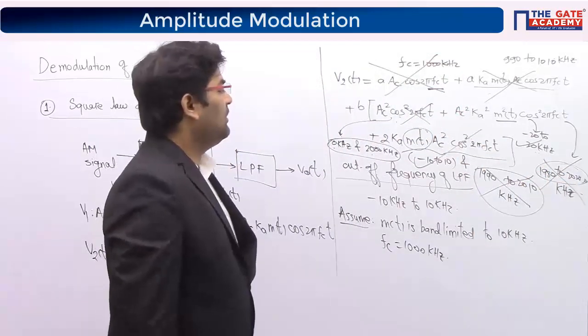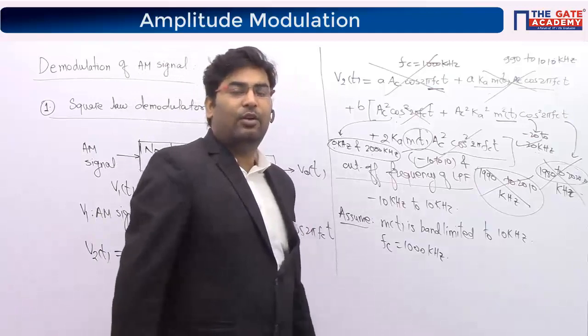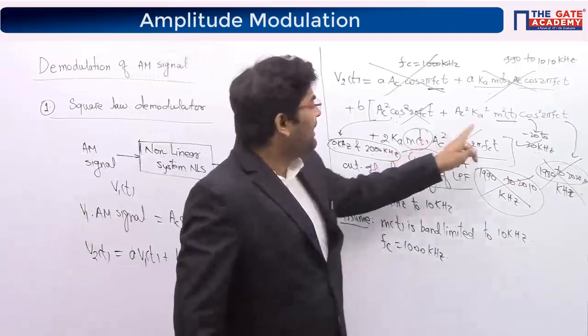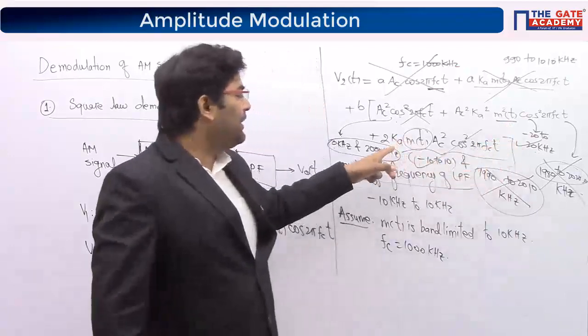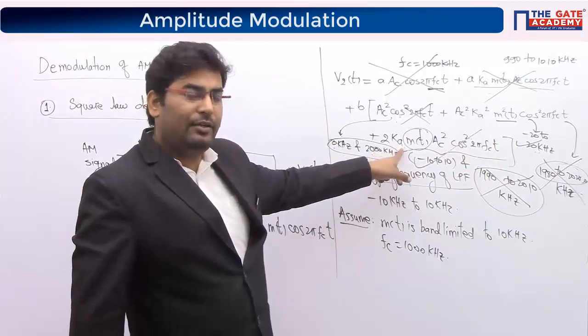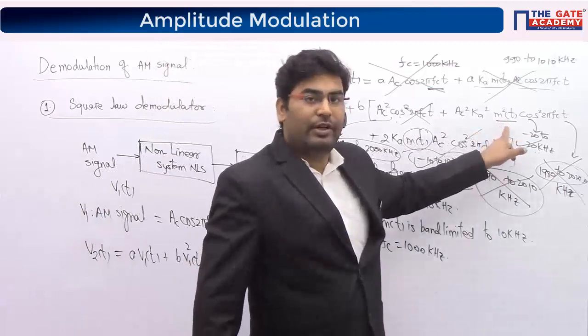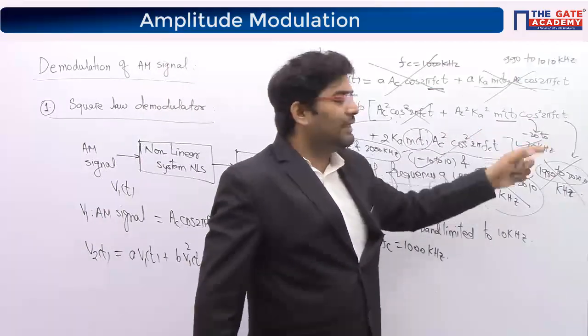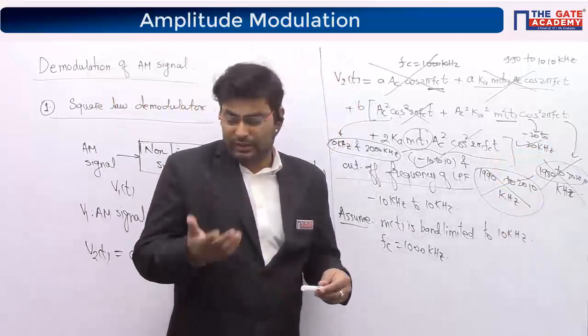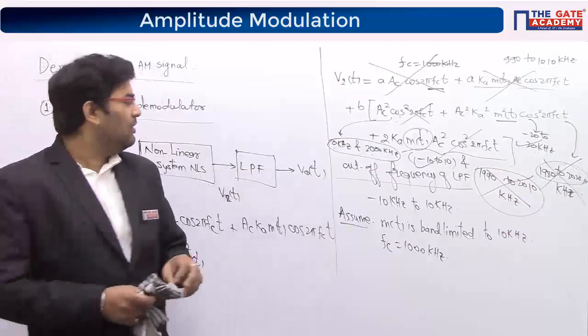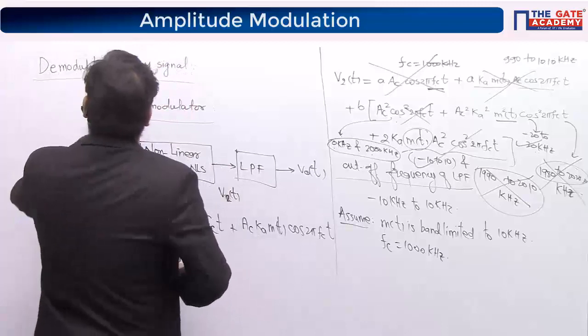Okay? So what is happening? It will only pass m of t and m square t. That's what I'm trying to say. Because m of t is what? Minus 10 to 10 and m square t is minus 20 to 20. It will not pass any extra term. And even it will not pass the whole m square t. It will pass a subset of that. So let me show you how it looks.